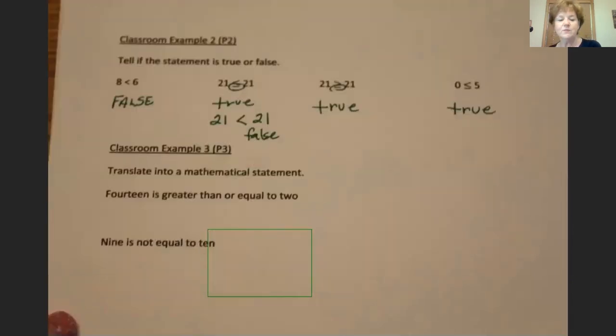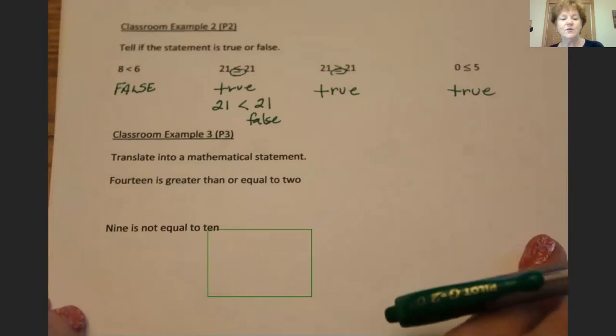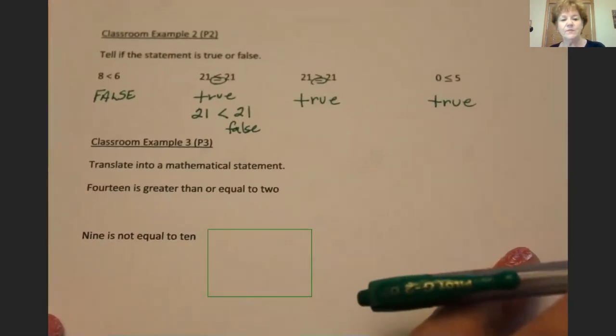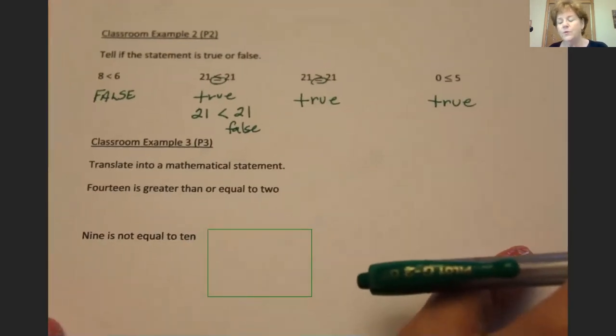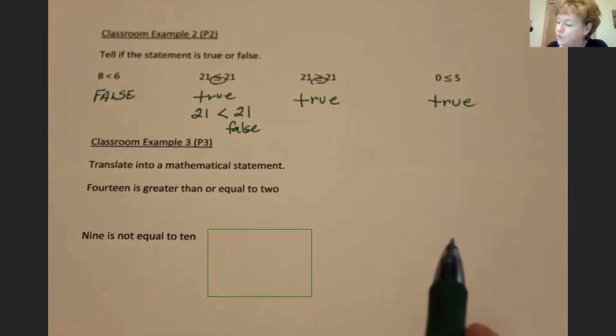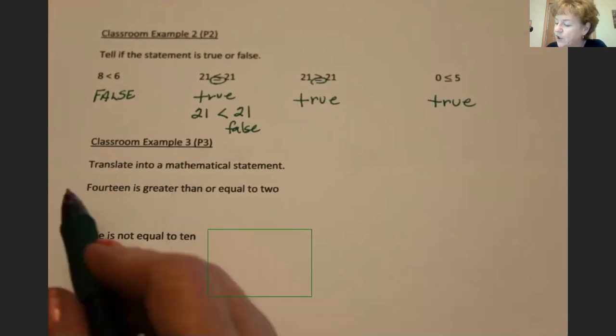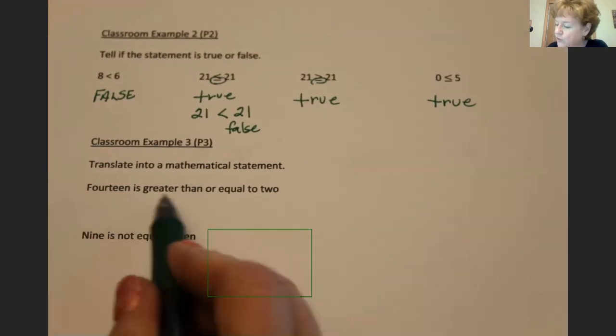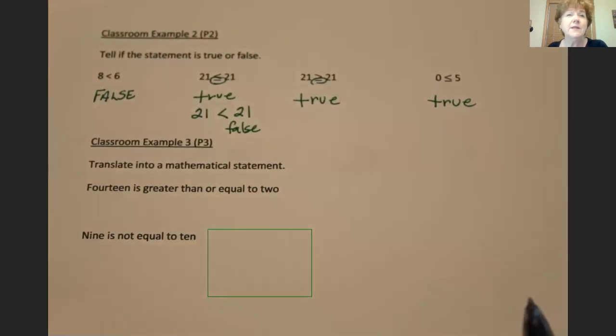All right, let's move on to classroom example 3. We're going to do a direct translation from English into mathematical statements or mathematical symbols. So when you do a translation, typically as words are written left to right, that's how the symbols are going to be written, left to right. Not always, you have to make sure you're writing the statement correctly.